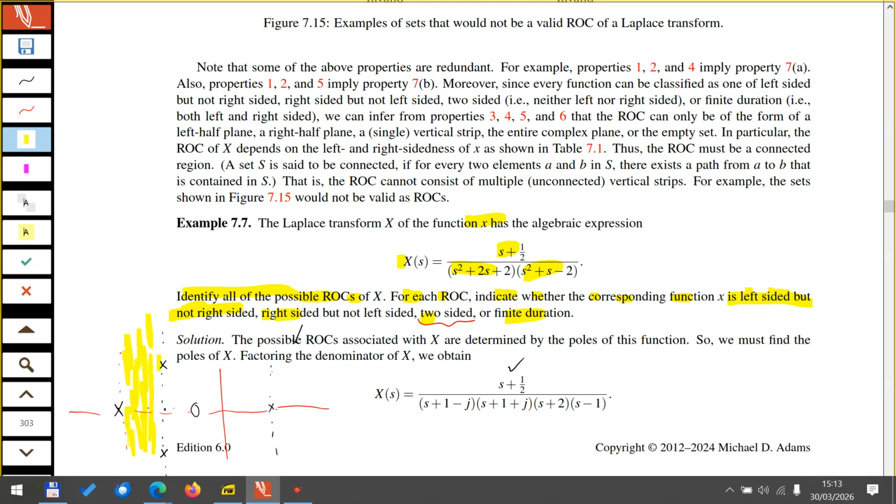It is a strip. It is a strip. You are ignoring zero, right?